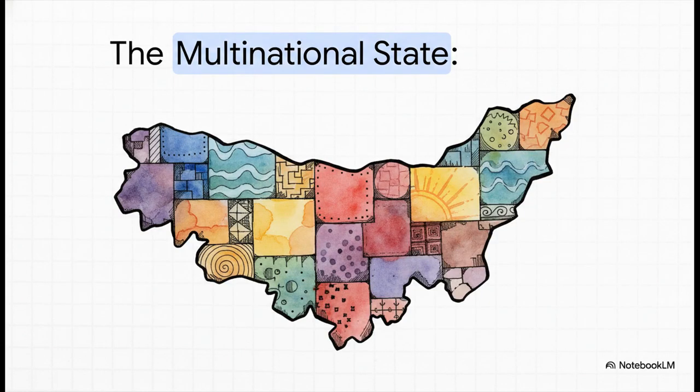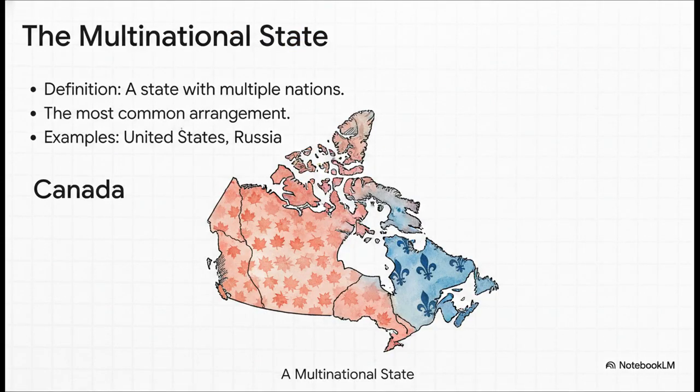What's much, much more common is a state that has many different cultural groups, many different nations, all living inside the same set of political borders. This is the reality for almost every single country on the planet, including places like the United States and Russia. Canada is just a perfect example of this. You've got distinct English-speaking and French-speaking nations, plus numerous indigenous nations, all coexisting within one single political state. This right here is the global norm.